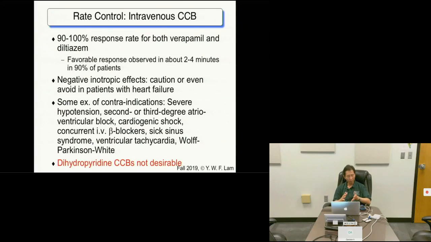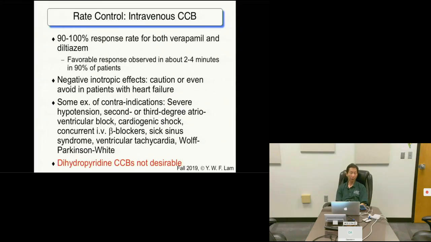So again, even though calcium channel blockers are one of the first line agents for controlling the response rate, you have to look at the individual patient and ask yourself whether that is the most appropriate agent to manage that particular patient.